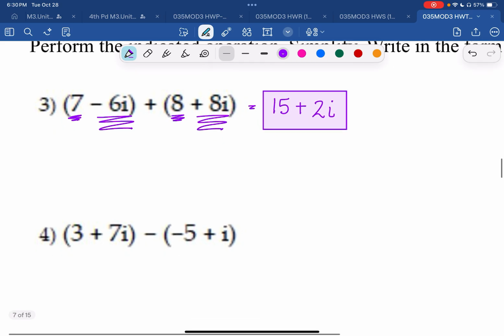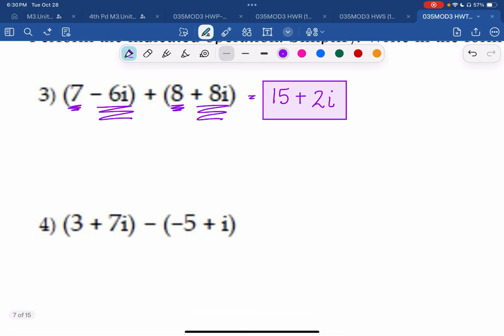Okay. The difference, I've got to make sure I distribute this negative. So our first step here is to rewrite it so that I can distribute that negative. So that's going to make that a positive 5 and a minus i. From here, I can combine my like terms. So I've got a real 3 and the real 5. So that gives me 8. And then I've got plus 7i minus i. So that gives me a total of 6i.